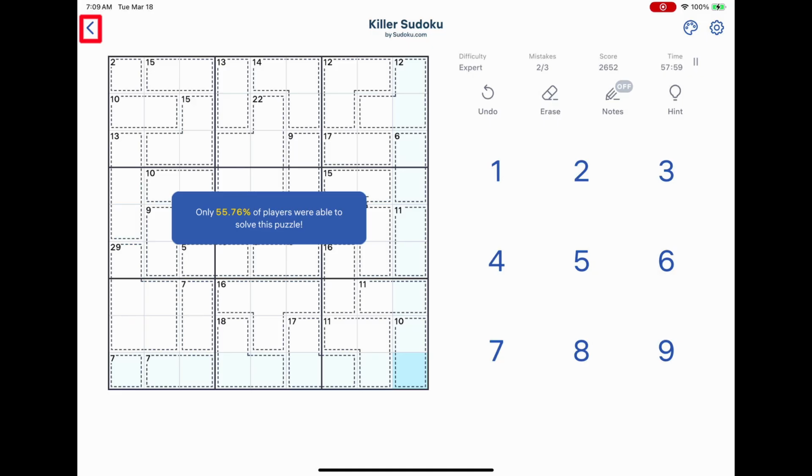This concludes Lesson 3. In Lesson 4, we'll start on a more difficult expert-level puzzle.